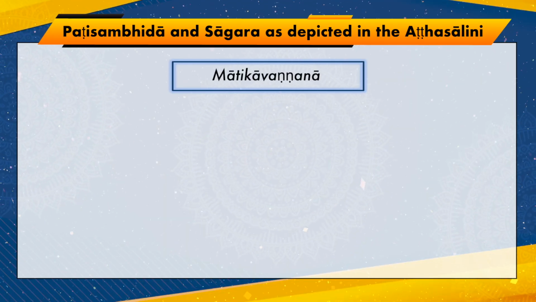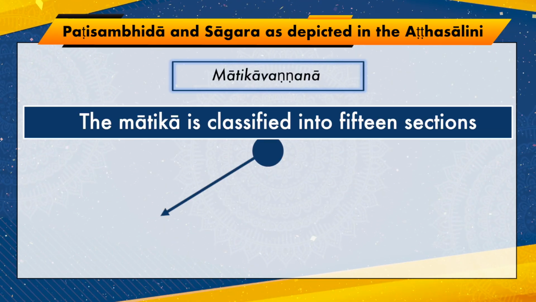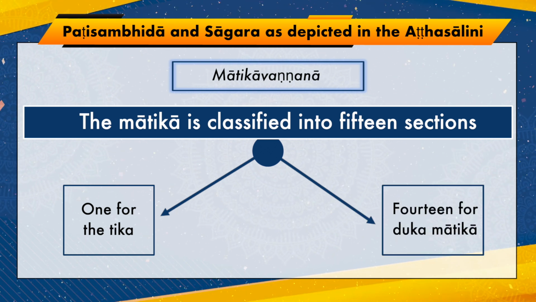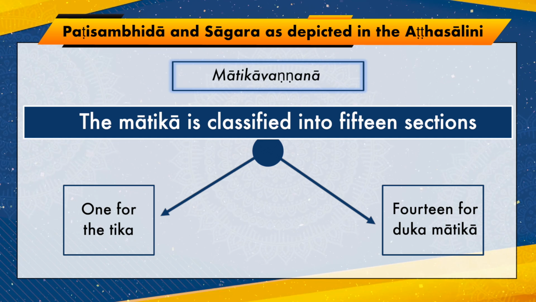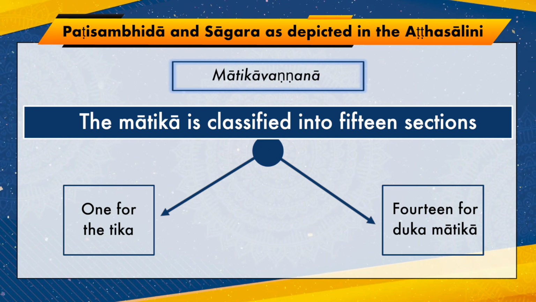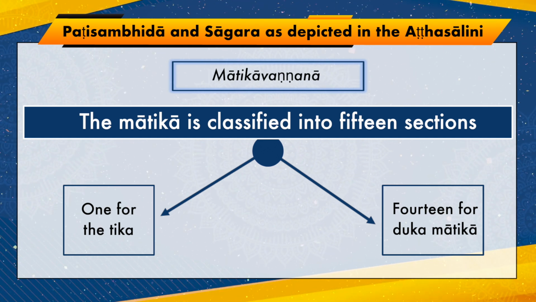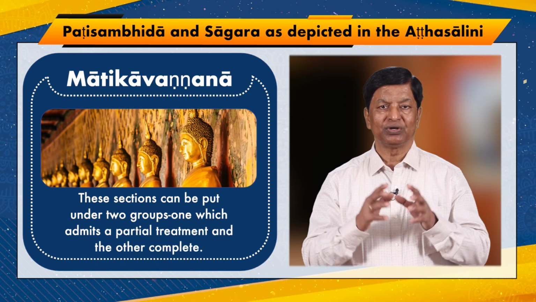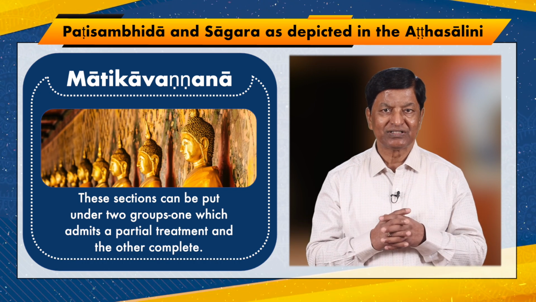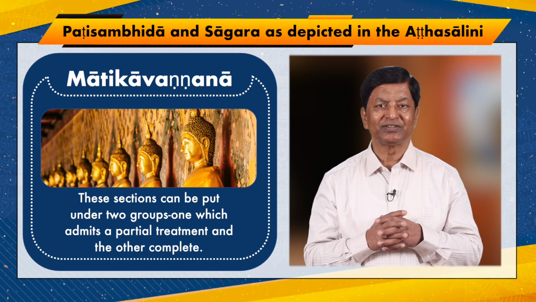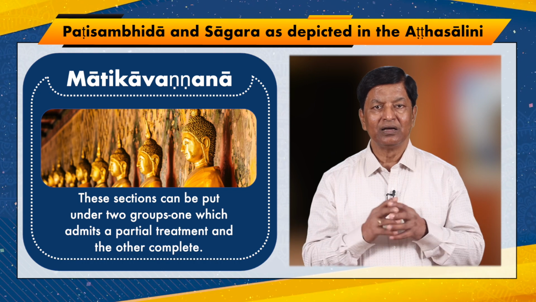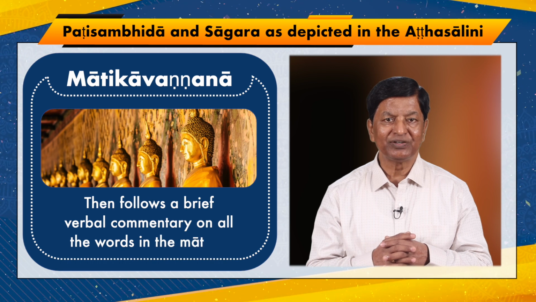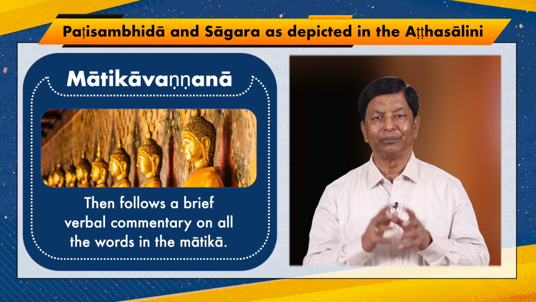The second chapter, Matika Varnana, shows at first how the Matika is classified into 15 sections, 1 for the Tika and 14 for the Dukamatika. These sections can be put under 2 groups, one which admits partial treatment and the other complete. Then follows a brief verbal commentary on all the words in the Matika.